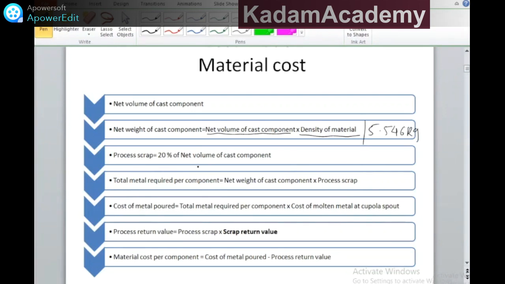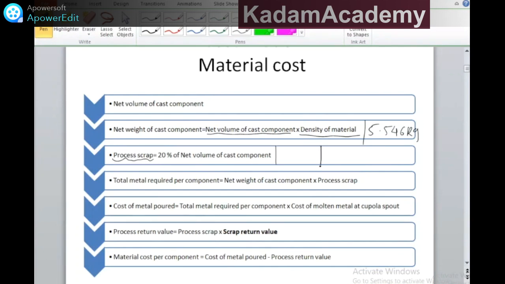Now next is process scrap. Now what is process scrap? When we are going to machine the component, there will be some unwanted material that has to be removed from this component during machining. So that is called as a scrap. So we have considered that the process scrap of this component is 20% of the net volume of the cast component.